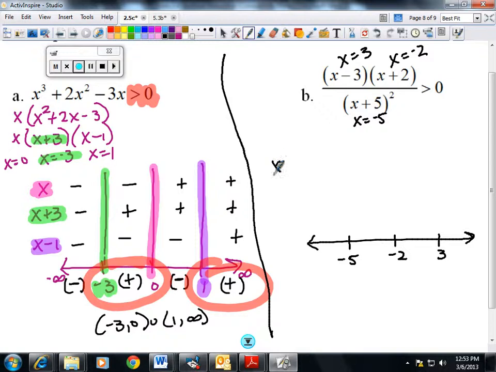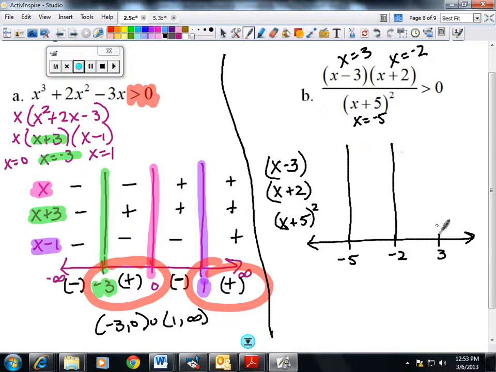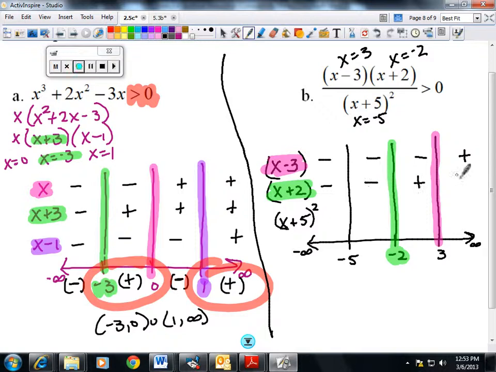Put my factors down the side: x minus 3, x plus 2, and x plus 5 squared. I could either write that twice, or I could just put squared. Either way, you have to know how to account for that. We're going to use our little cheating rule here: x minus 3 goes with the 3, and it's going to be negative until it hits it and changes to positive. X plus 2 changes at negative 2, so it's going to be negative, positive, positive.